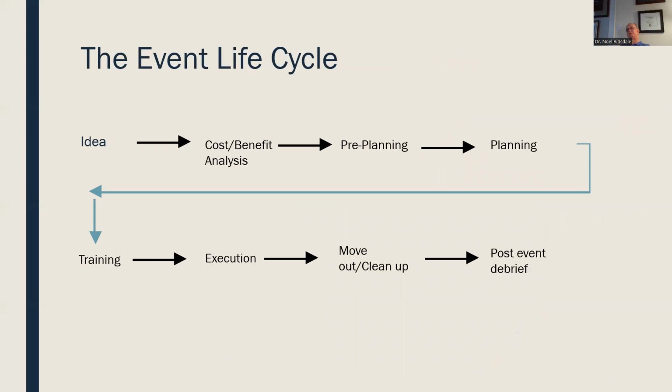Okay, this is the life cycle of an event. It comes up from an idea. Then it goes to the cost-benefit analysis. Then we go to pre-planning. Then we go to planning. Then we go to training, execution, move out, clean up, and then a post-event debrief. Pretty much, this is the entire life cycle of the event, and I've followed hundreds of these.